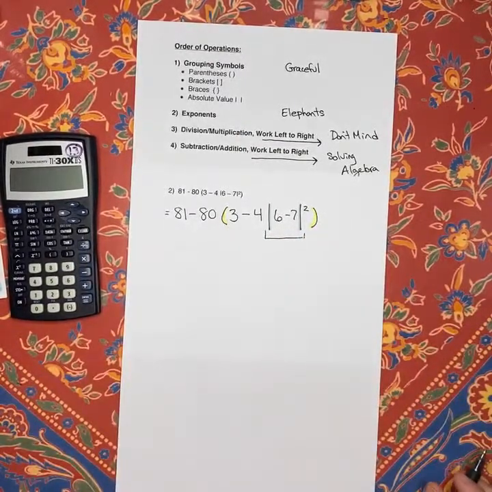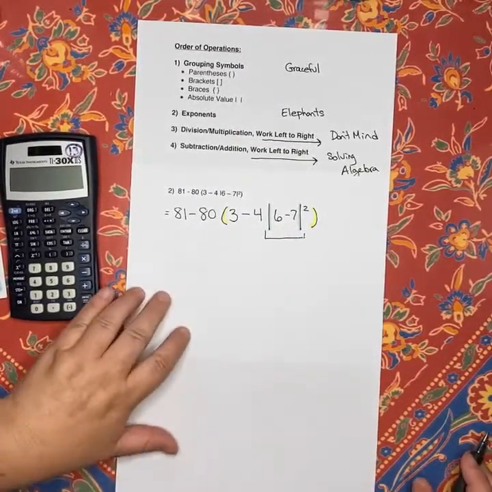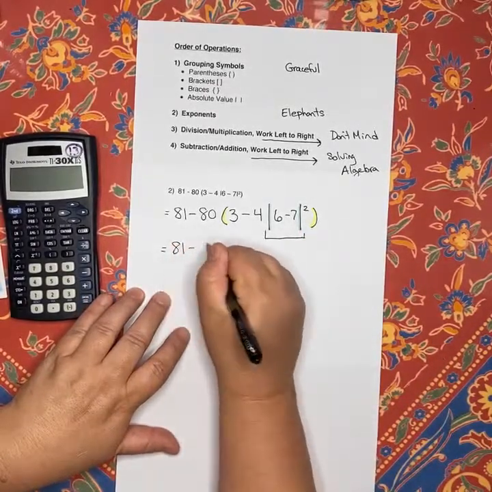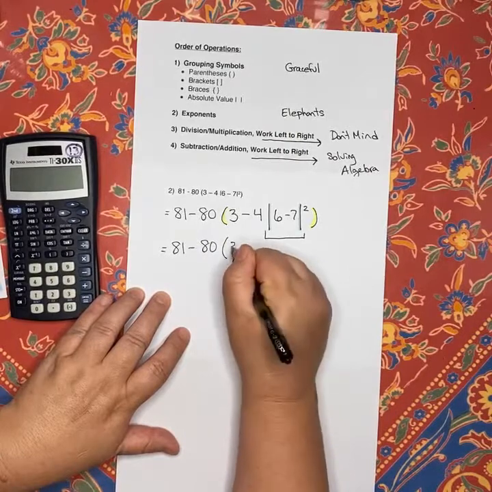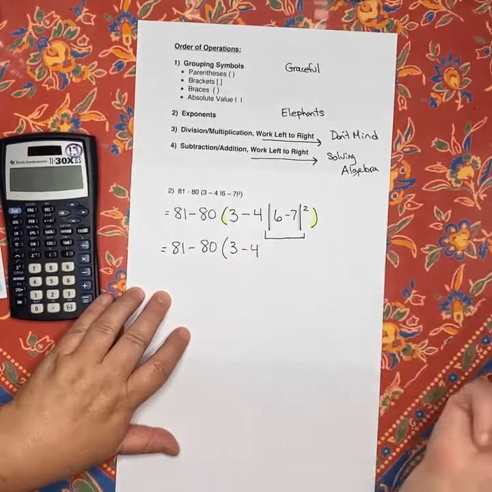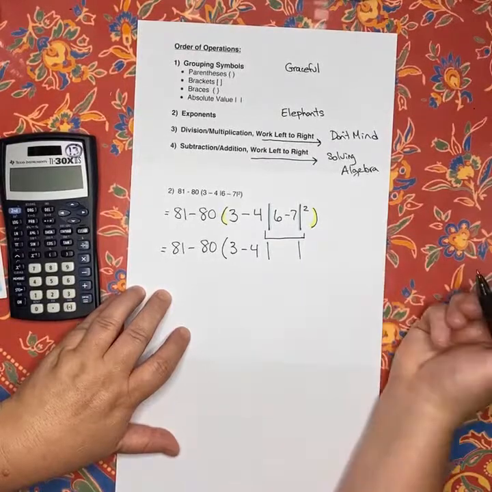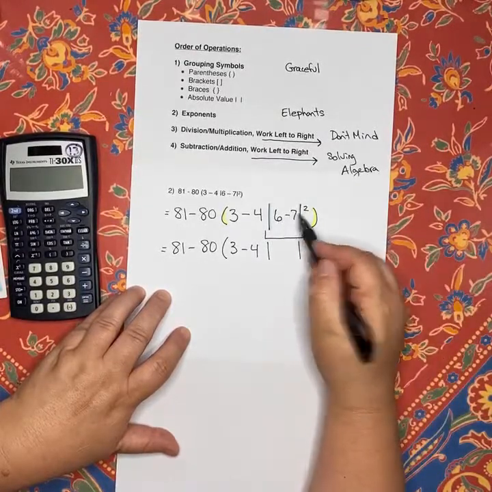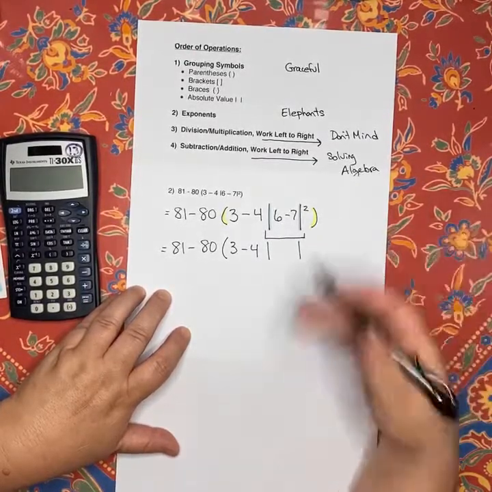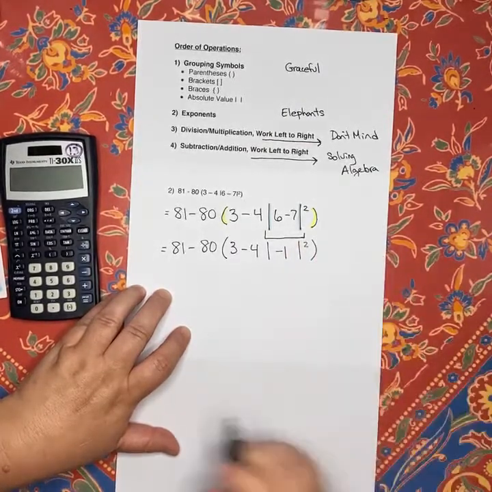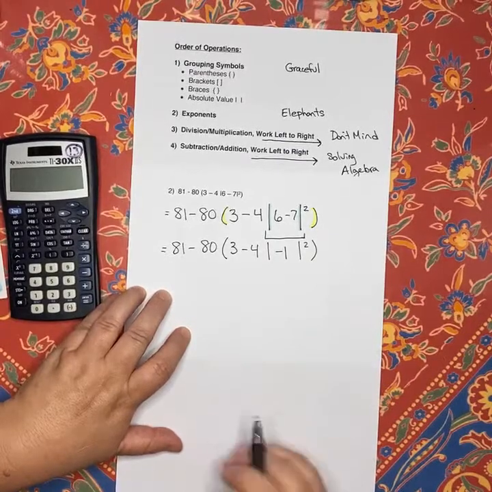The next thing I'm going to do, and I'm always going to recommend this, write the entire problem every time. This is going to really help me as the math teacher if I'm trying to look at your work to see what the heck happened. So inside the absolute value, I've got 6 minus 7. If I had $6, I spent $7, I owe someone $1. So I got -1.